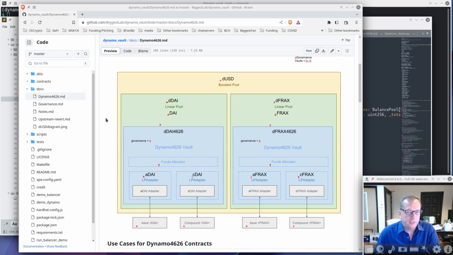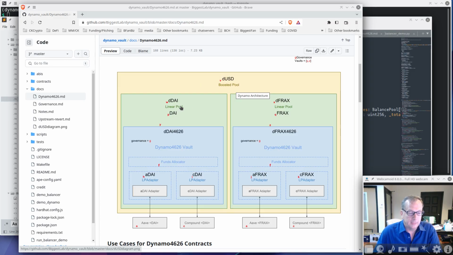The system is initially designed to work within the Balancer ecosystem in what they call a boosted pool. Now, a boosted pool in Balancer is really a composable stable pool that includes a linear pool for each of the algorithmic stable tokens that we're going to be supporting. In this case we have DAI and Frax, but you can have as many of them as you want. The composable stable pool is a Balancer pool, the linear pool is a Balancer contract.